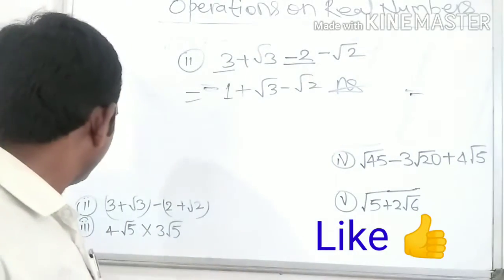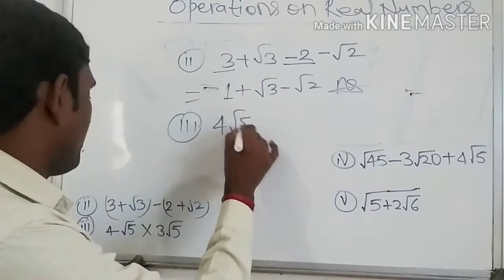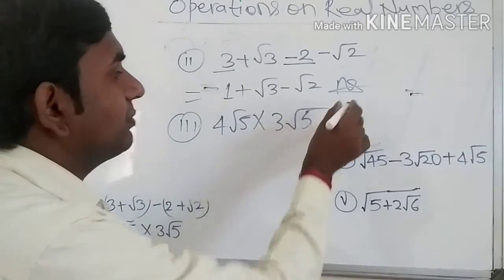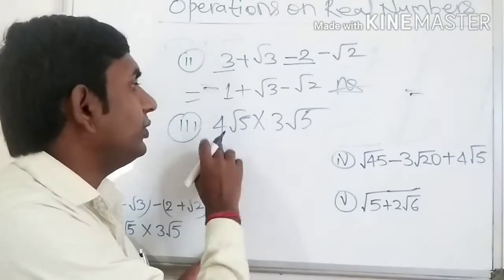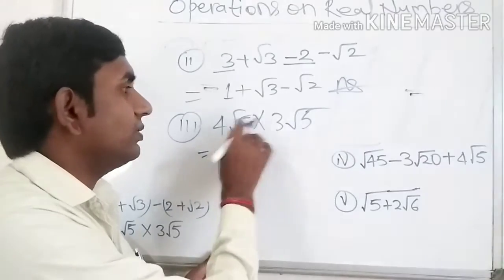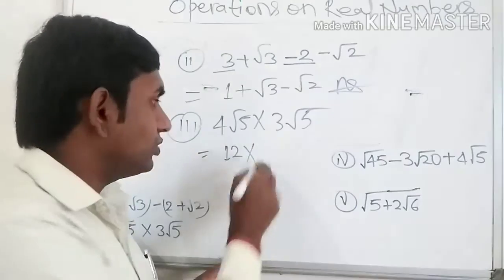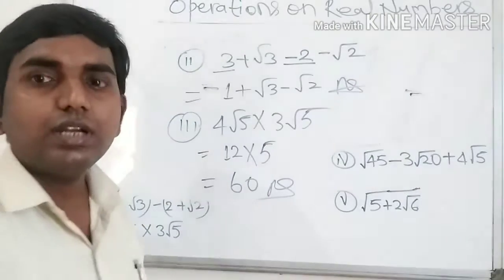Now in question number 3, 4 under root 5 into 3 under root 5 is given. We want to multiply it, and both are irrational numbers. So if we multiply it, 4 times 3 is 12, into square root 5 times square root 5, which is equal to 5. After multiplying it, we have 60. 60 is our answer.